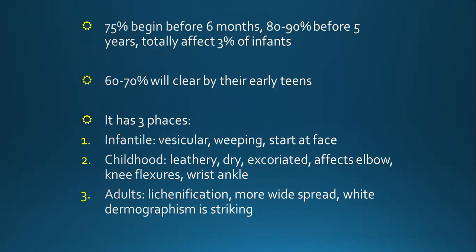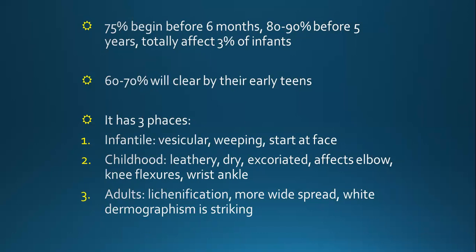Infantile: vesicular, weeping lesions which start on the face. The childhood ones are leathery, dry, excoriated, usually in the cubital fossa, the popliteal fossa, flexures, wrist, ankles. Adults have proper lichenification. We did lichenification in the terminology chapter. Go through that so you can understand what lichenification means if you do not remember.